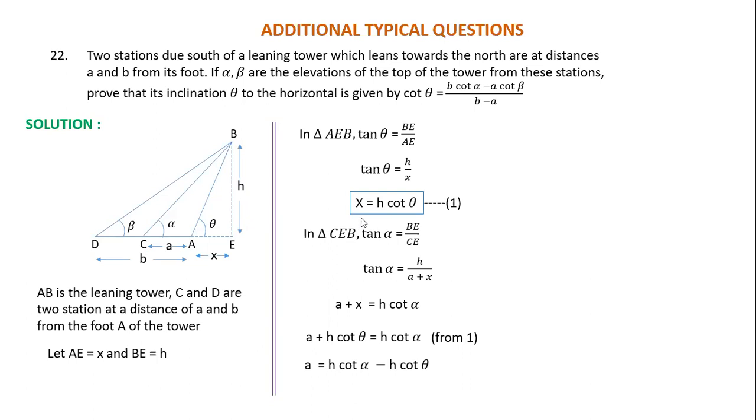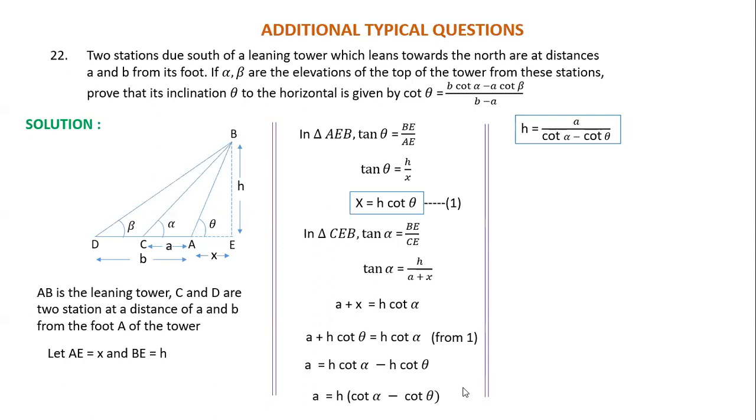See here, X is equal to H cot theta. So I put H cot theta here, and this is H cot alpha, and bring this one to this side. So I am getting A is equal to H cot alpha minus H cot theta. Take out H common. A is equal to H times (cot alpha minus cot theta). Now H is equal to A upon cot alpha minus cot theta. This is the second equation.